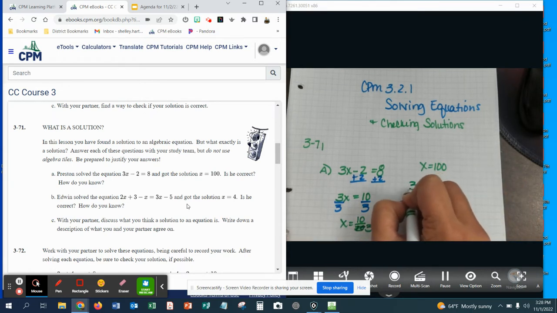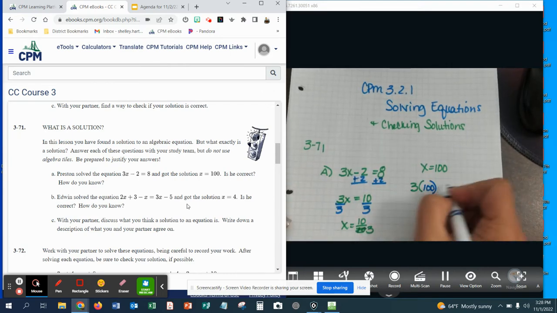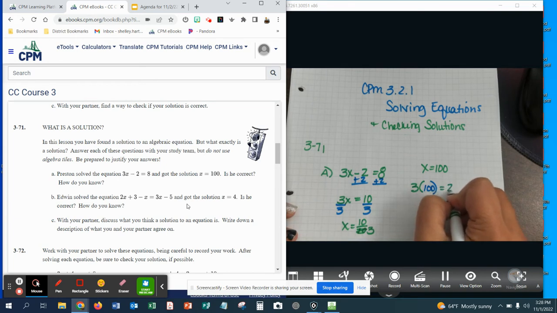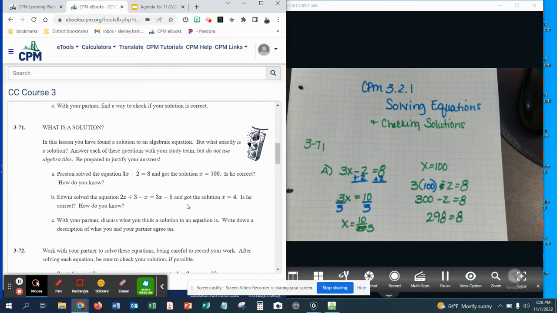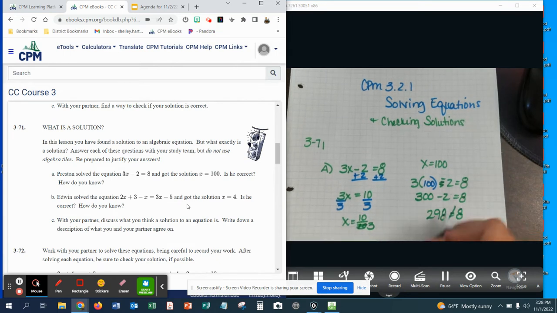So I'm going to plug in this dude's x equals 100 and go 3 times 100 minus 2 equals 8. Well, 3 times 100 is 300, minus 2, so now I have 298 equals 8. Does 298 equal 8? It does not. So his is not true. But ours is true. And how do we know? Because we solved for x and got this equation.